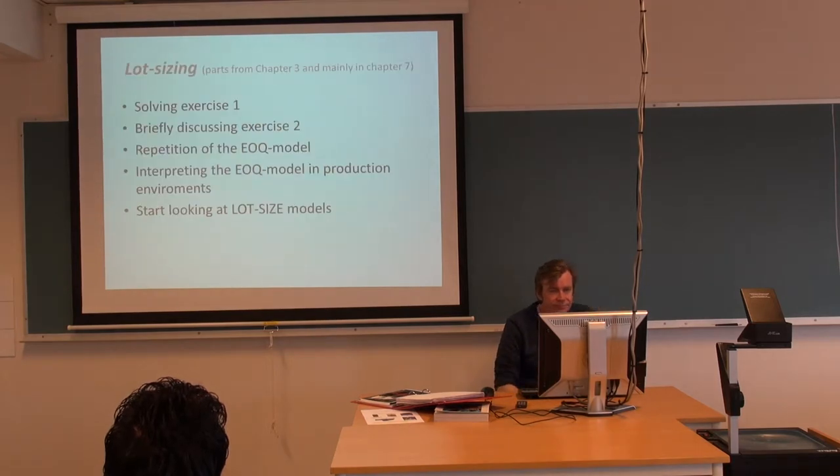Okay. The plan was to solve this first exercise first. Then there will be a brief discussion on the next exercise. And then we start moving a little bit back and forth in the textbook. We start basically in chapter 3 doing a repeat of this EOQ model, which you were familiar with from the other logistics course, and then we shift focus and move into chapter 7 of the textbook. We will return to chapter 3 later on, and chapter 4, so we move a little bit back and forth now.